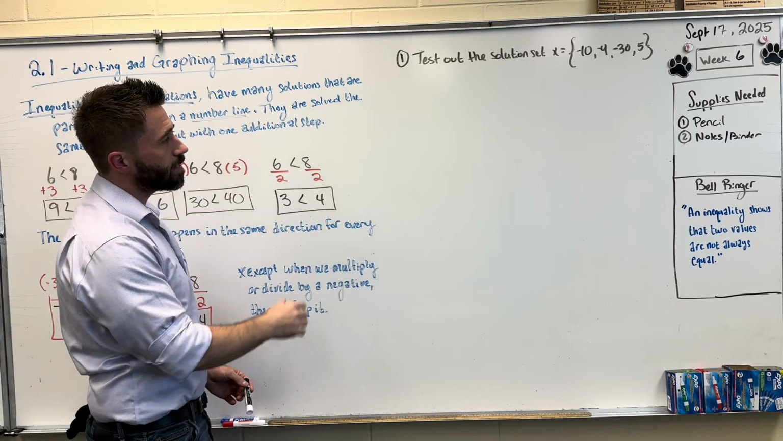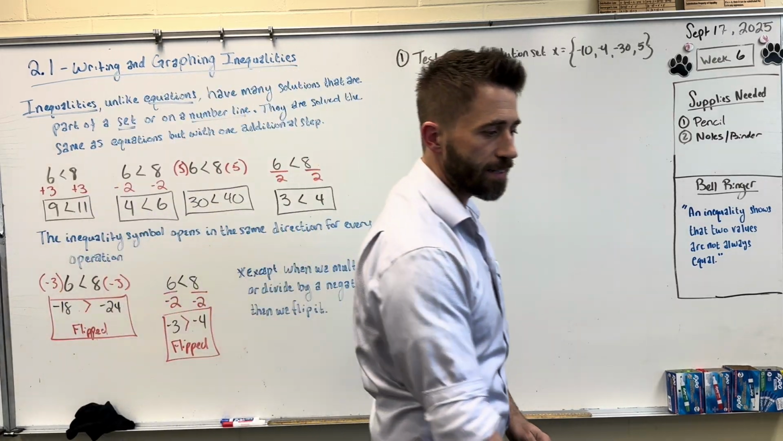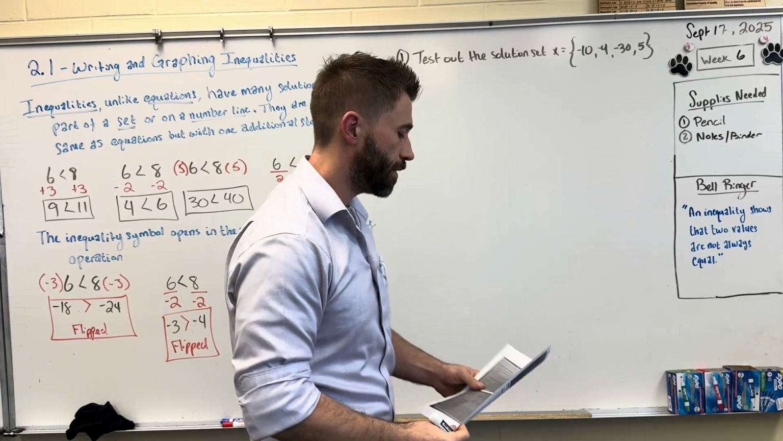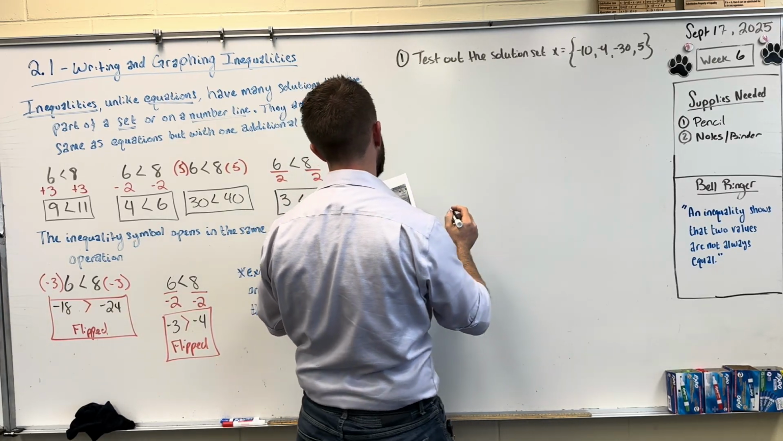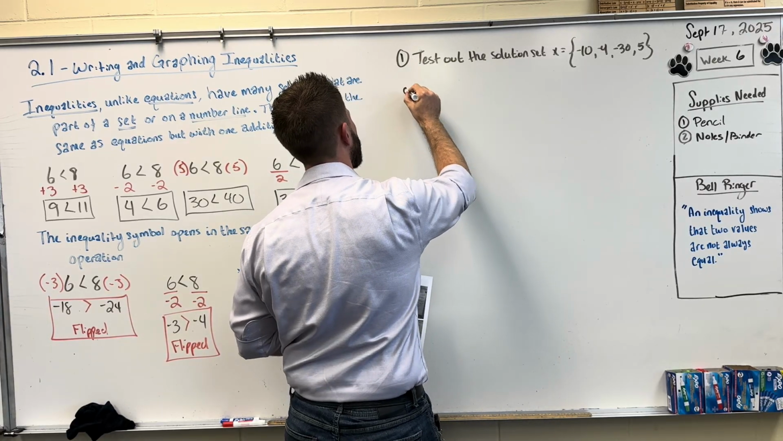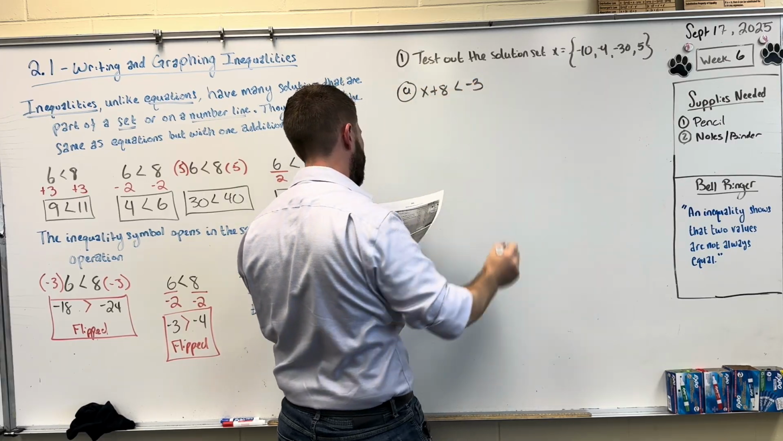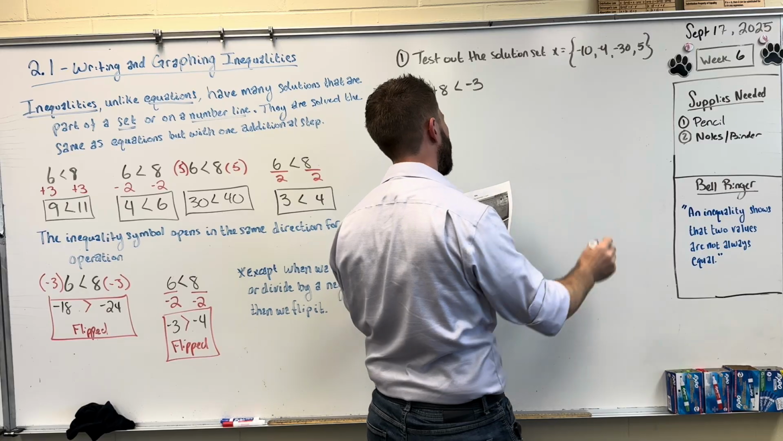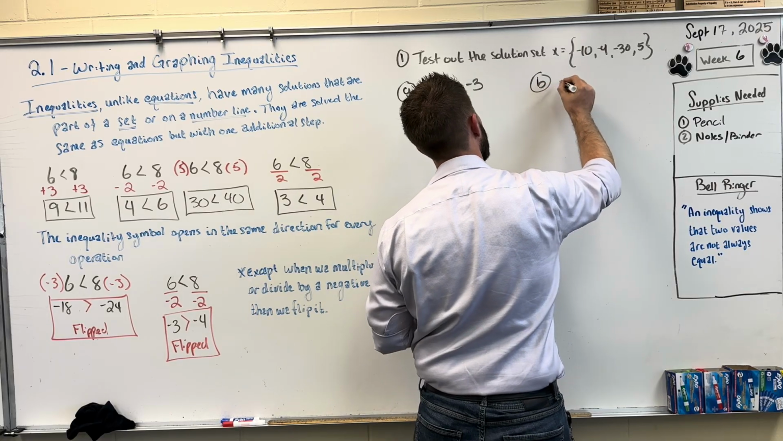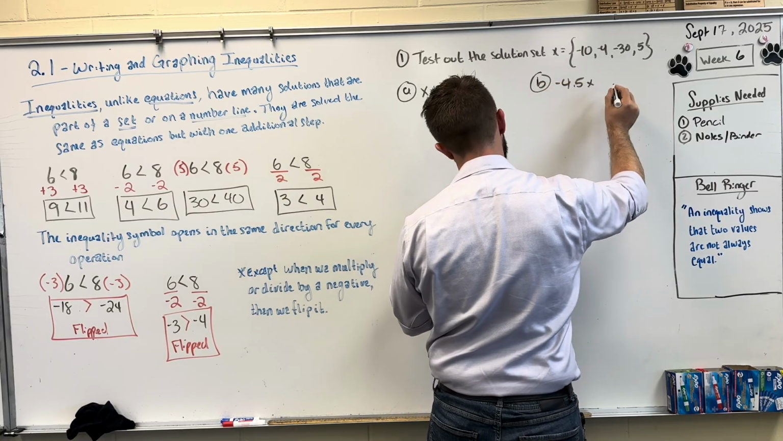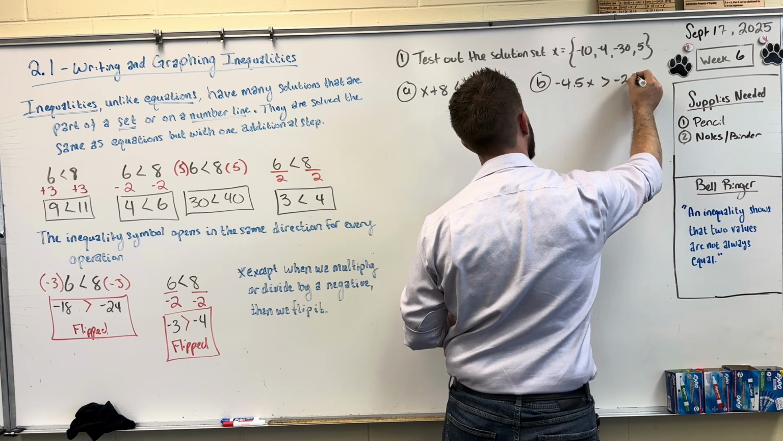Okay, so we're going to test the solutions right here, but we're going to test them in 2 different inequalities. The first inequality is x plus 8 is less than negative 3. So A is x plus 8 is less than negative 3. The second one is negative 4.5x is greater than negative 21.